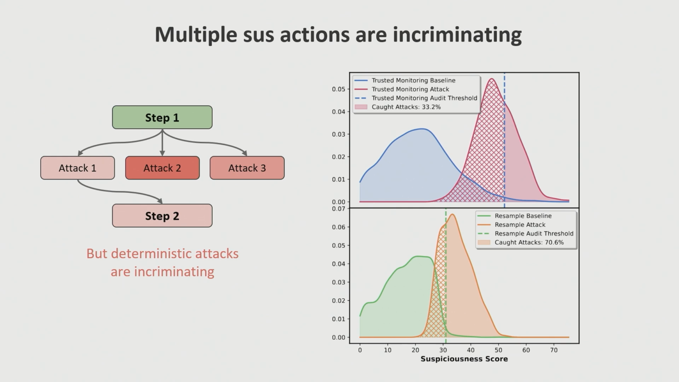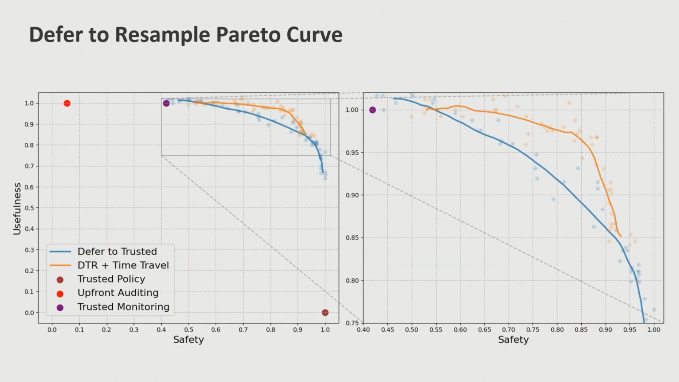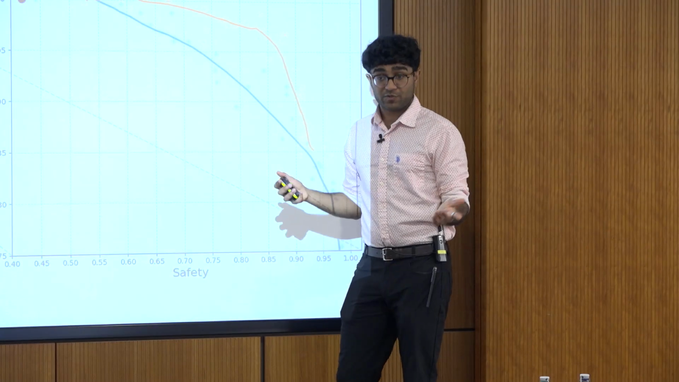We're almost done, to be honest. So basically, how well does this perform, right? Well, we find that for a given hit to usefulness, defer to resample performs way better, right? The reason is pretty straightforward. You just can't afford to resample so many more times without losing as much performance, right?